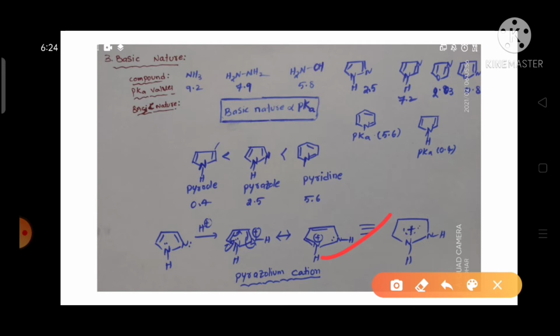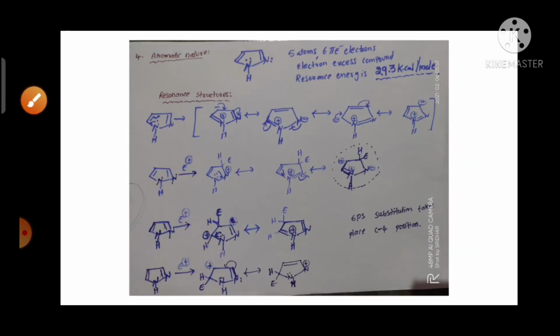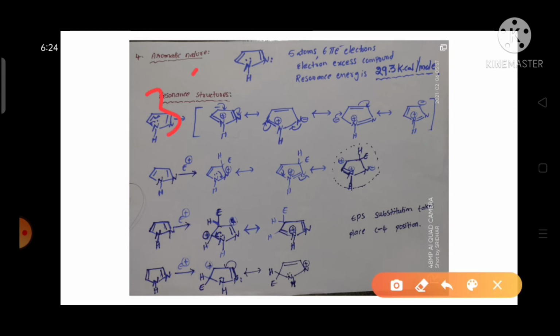So as a result, it shows the basic nature. On the whole, we can say that pyrazole is a base. Now we go for the aromatic nature of pyrazole. Here in pyrazole, 5 atoms are there. Among them, 3 are carbon atoms and 2 are nitrogen atoms. But here 6 electrons are involved in the system. As a result, it becomes an electron-rich aromatic compound, or electron-excess aromatic compound.